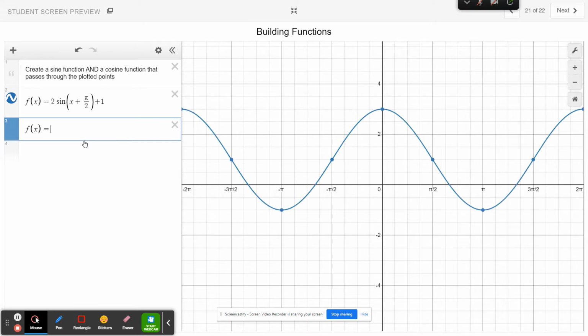Okay, so cosine x should have the same midline, so I need a plus 1. My amplitude needs to be 2, and that should do it. I don't think I have to shift it left or right at all. There you go. I'm good to go.